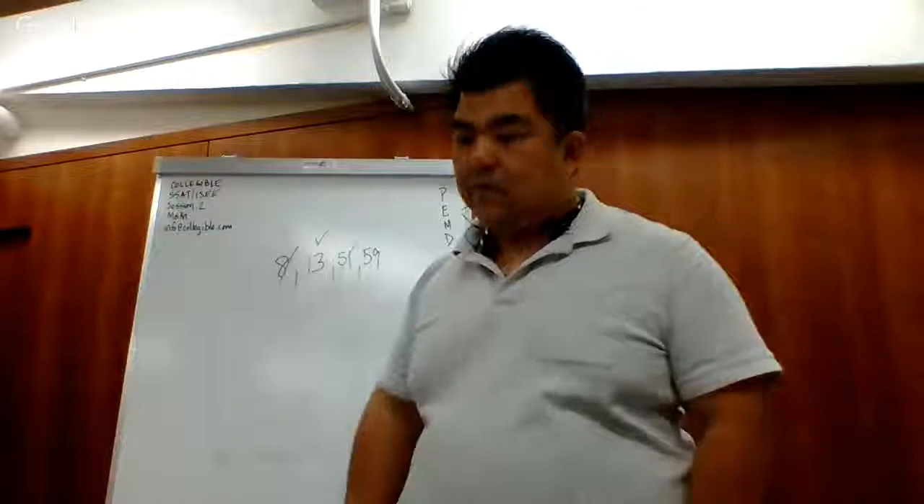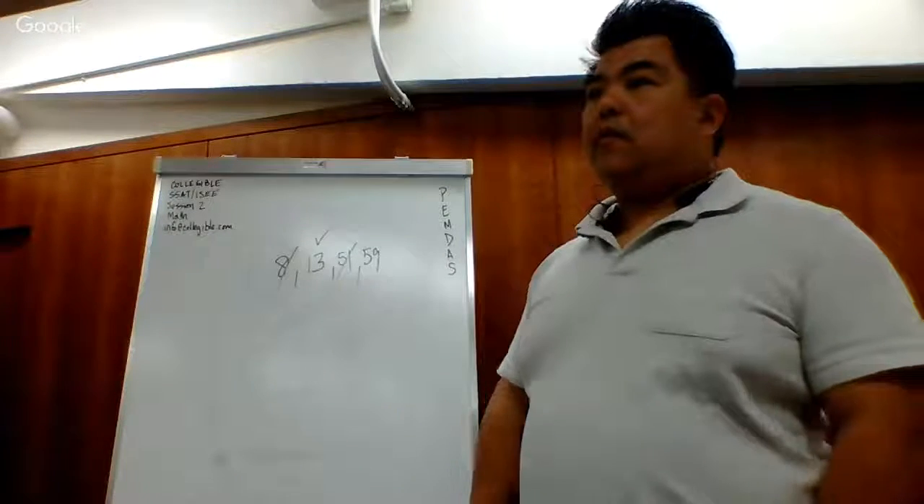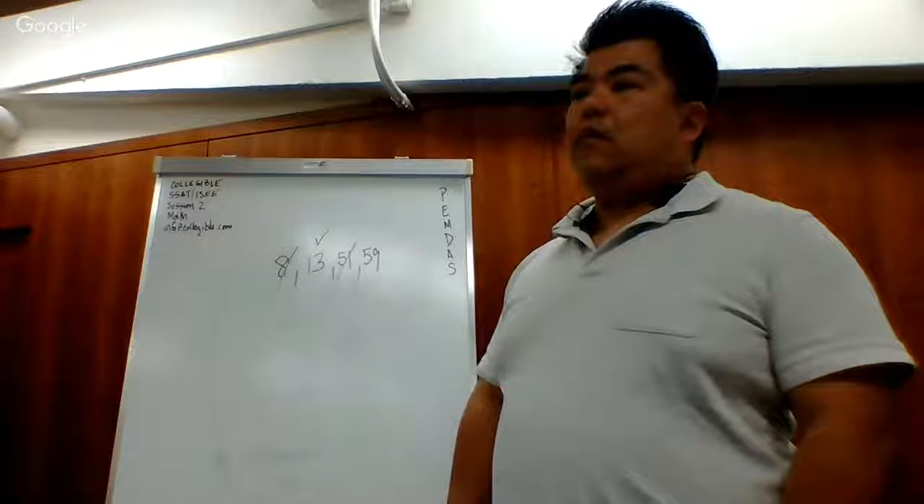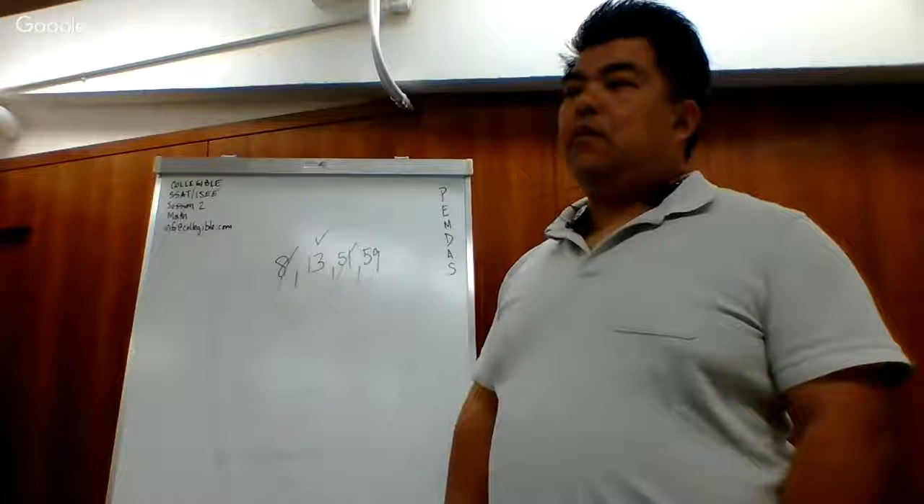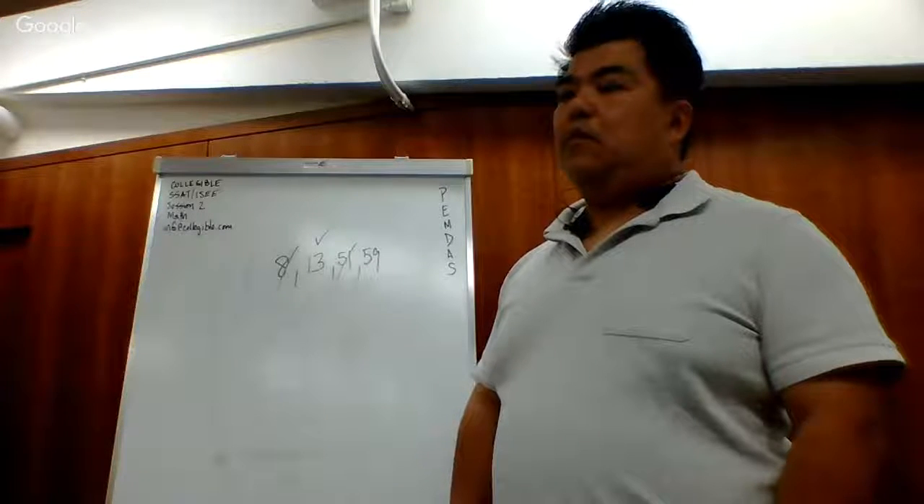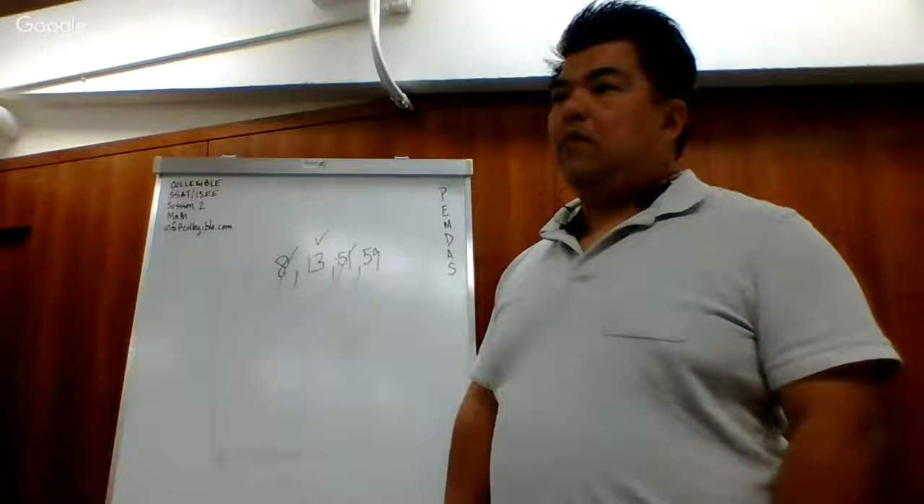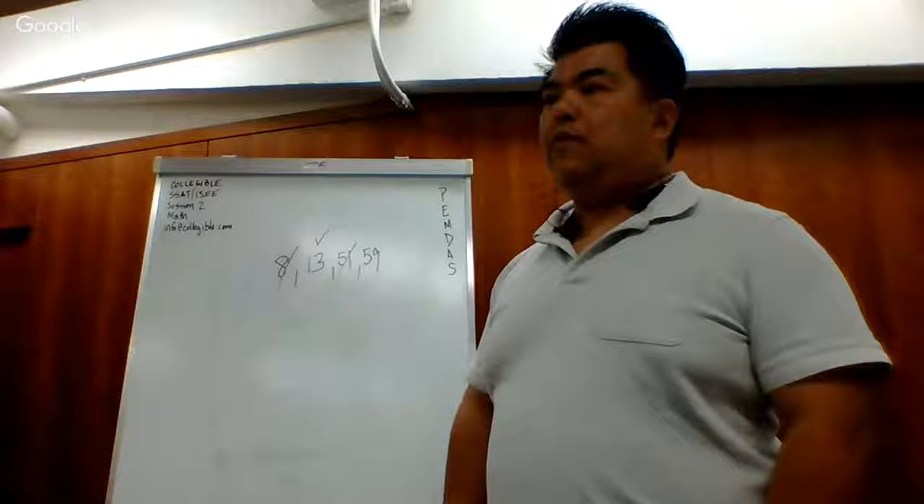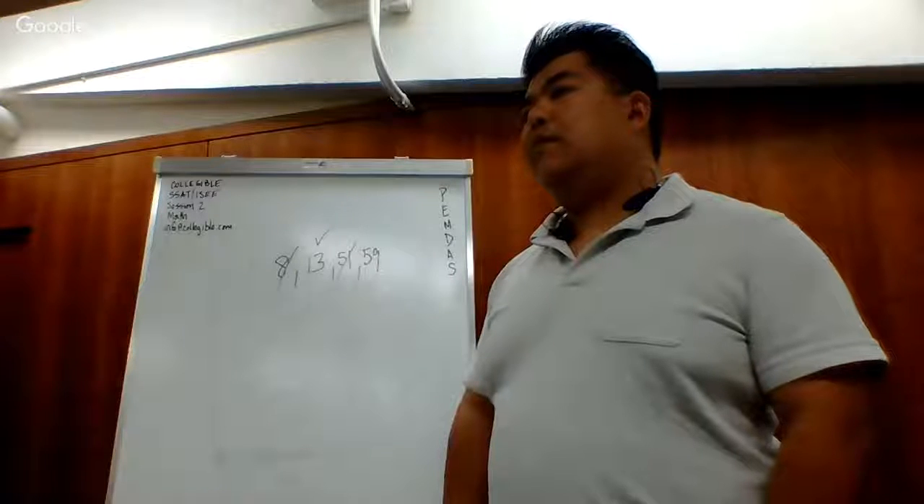Okay. 59. If you look at the rules again: is it divisible by 2? No. Is it divisible by 4? No. Does it end in 5 or 0? No. So 2 and 3 cancel out. If the sum of the digits is divisible by 9, then it is. So I think it's fine. Yeah, it is prime. Okay, good.